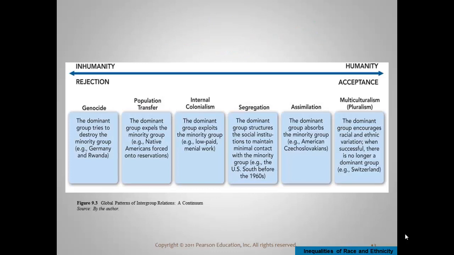So you look here at some of the things that have occurred. Again, this is just another way of looking at these same ways of dealing with diversity in a society. The genocide and population transfers being more to the extreme of inhumanity and rejection of the minority population, whereas on the right hand side, you see more of an acceptance and in fact a celebration of the differences within individual groups. And so this is a good graphic to tell you how different groups or different societies around the world may deal with intergroup relations.